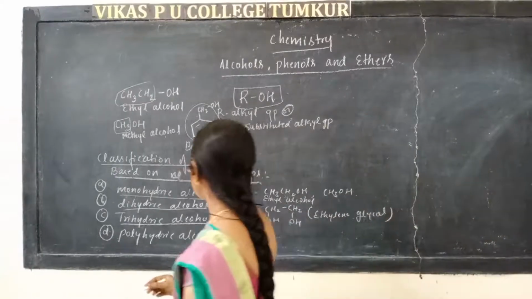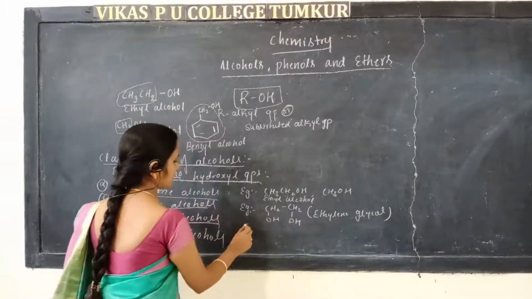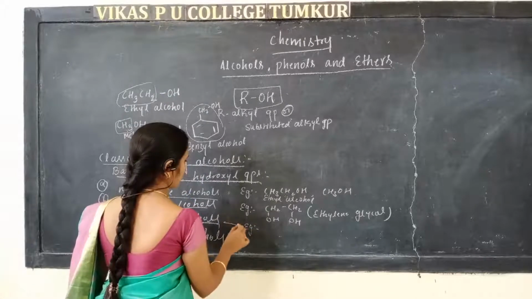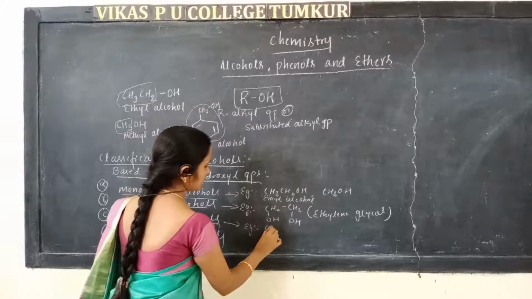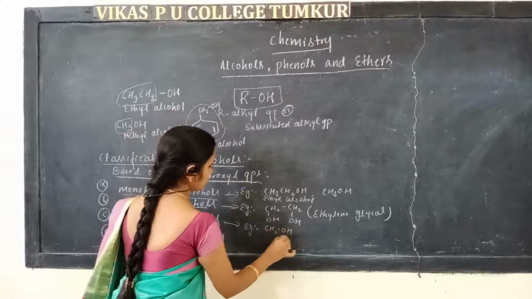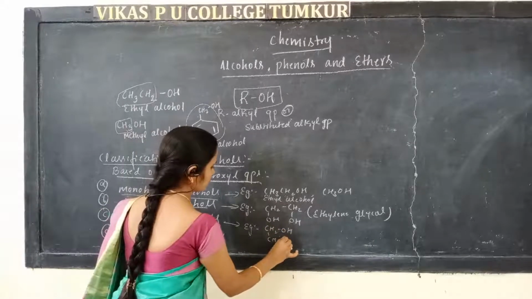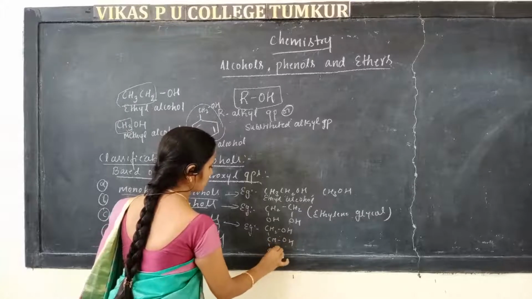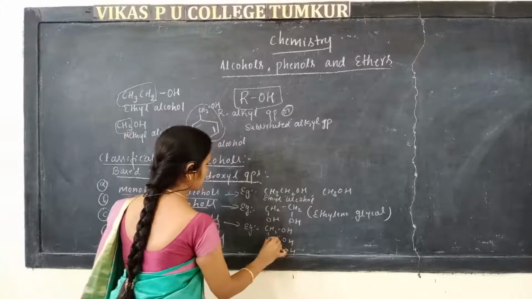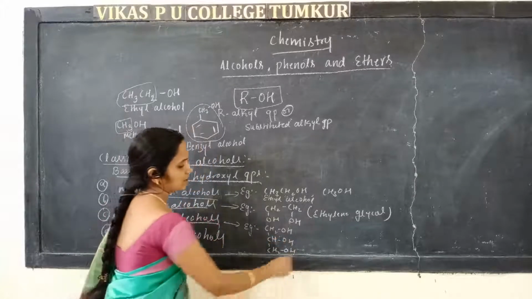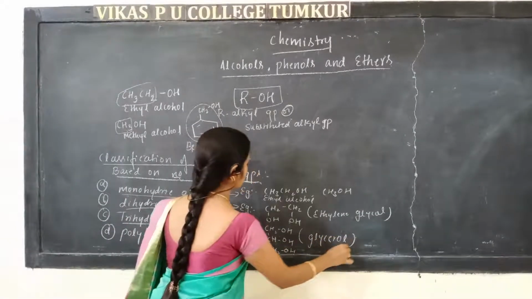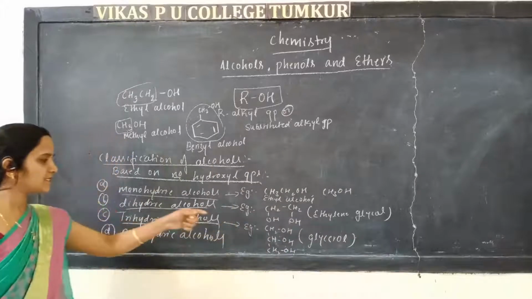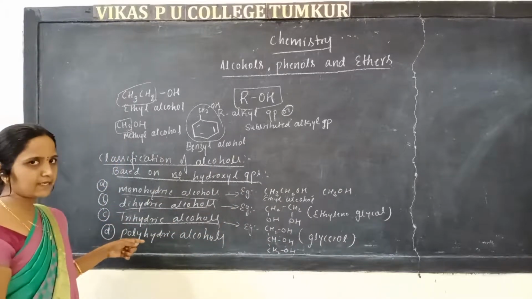In trihydric alcohols, we are going to take glycerol as an example. Glycerol is CH2OH, CHOH, CH2OH. The name of this compound is glycerol. Glycerol is an example of a trihydric alcohol.